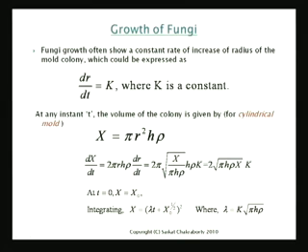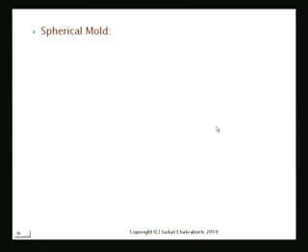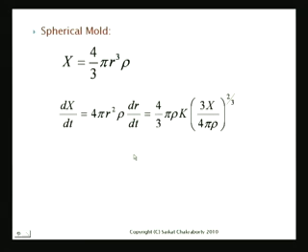Now we look at the same problem, but for a spherical mold. Some fungi will grow as cylindrical, some as spherical. So again, you can repeat the same steps. x equals 4/3 pi r cubed rho. So dx/dt would be 4 pi r squared rho dr/dt, and then you can replace r again from that, and instead of the half power, you'll get a 2/3 power over here, which you can again integrate.